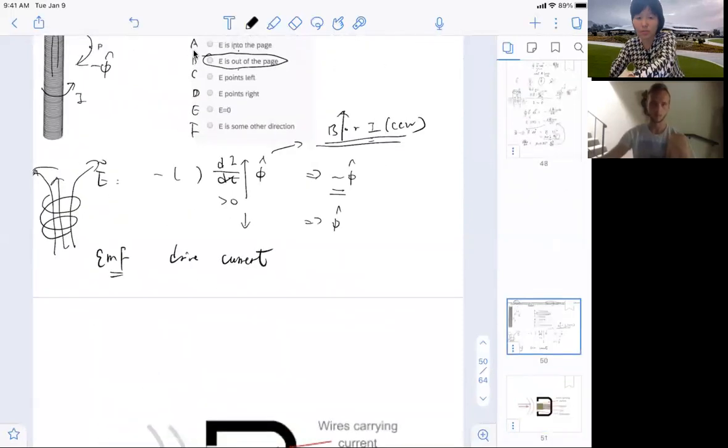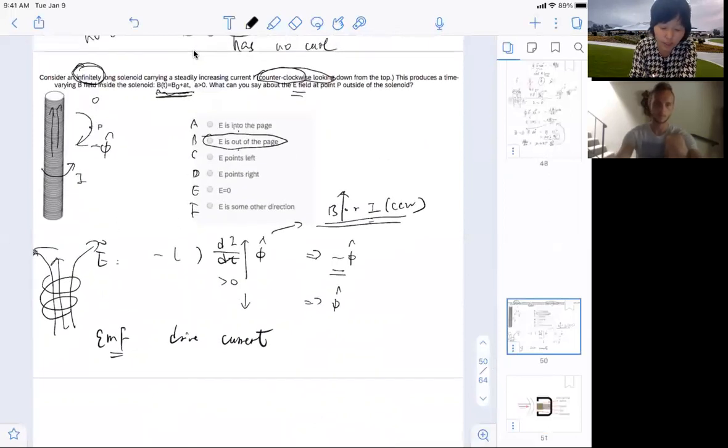Okay, and this is really cool, right? My current is local, here. But through the change that's happening here, I'm producing some E field over here, and they're not connected. Isn't that really amazing? You can have communication without wires. So there are some applications we can do.